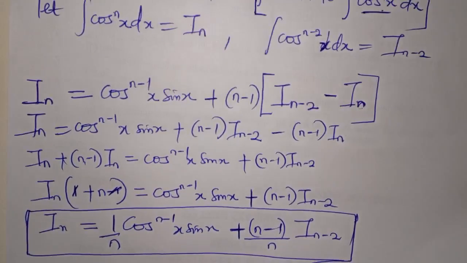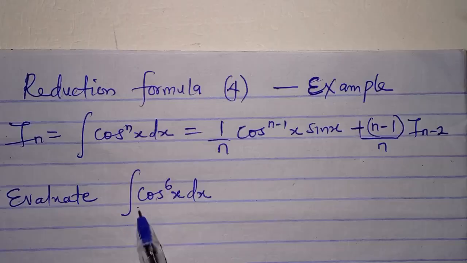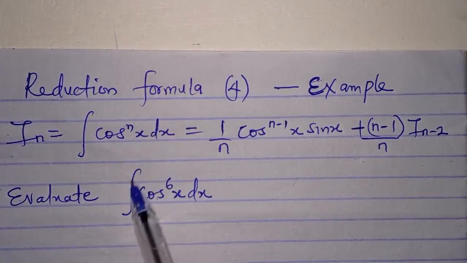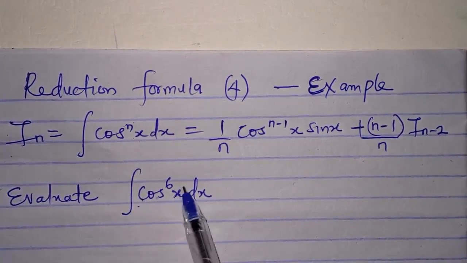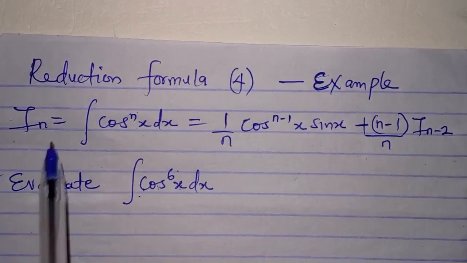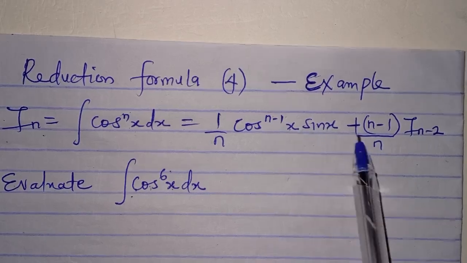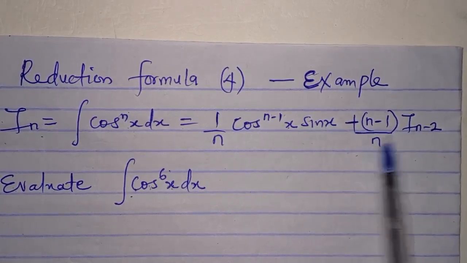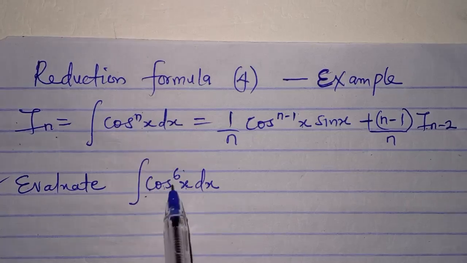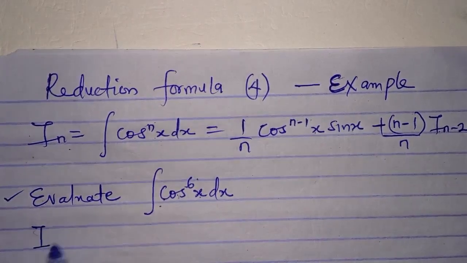And this is the reduction formula for this particular integral. Let us now use this reduction formula for the integral of cos^n x dx to determine the integral of the sixth power of cos x with respect to x. So I sub n is equal to 1 over n cos^(n-1) x sine x plus (n minus 1) over n I sub n minus 2. Now, n here is equal to 6. That means we are trying to evaluate I6.